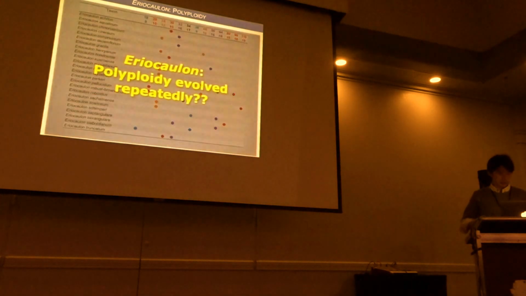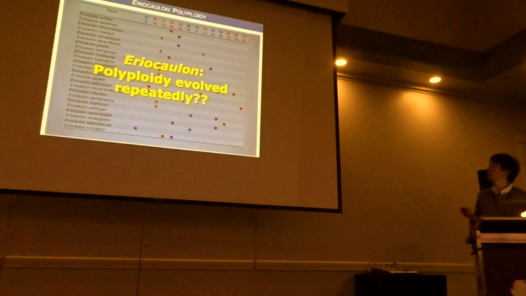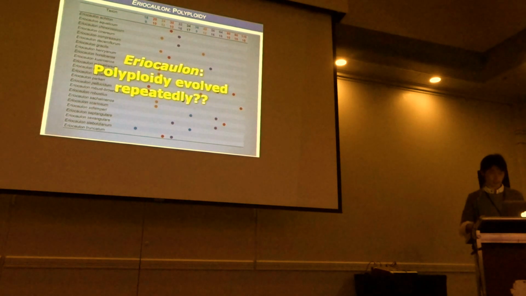So here the question is, has Eriocaulon polyploidy evolved, and if so, what kind of mechanism in evolutionary trial?